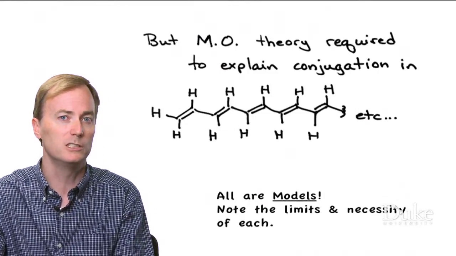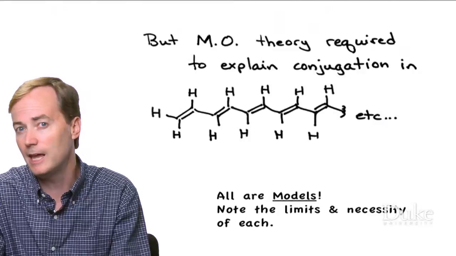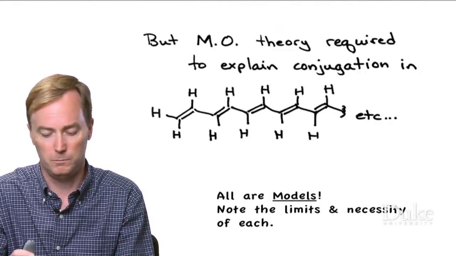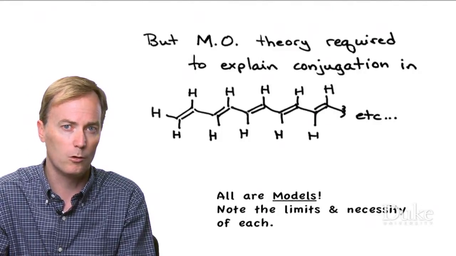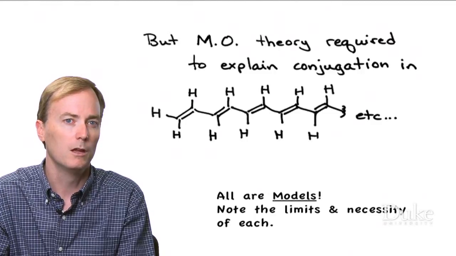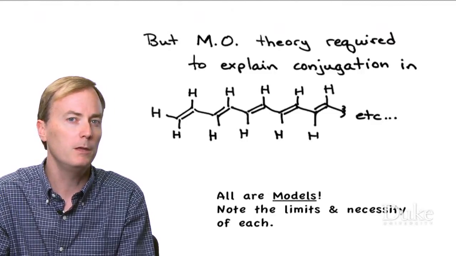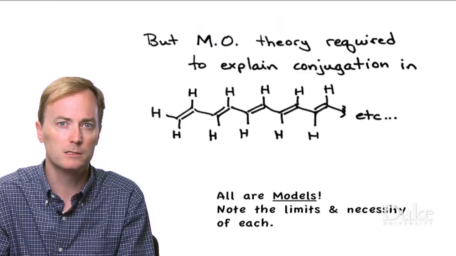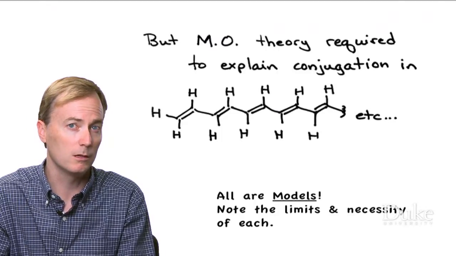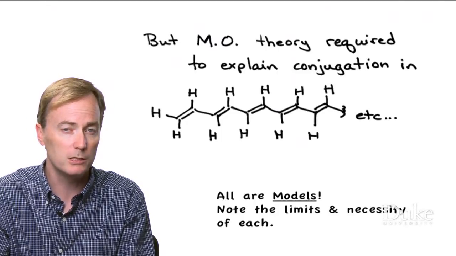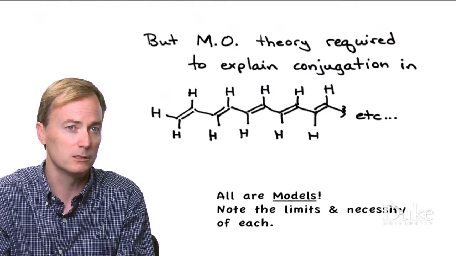So the take-home message here is to realize that at the end of the day, all of these, be it Lewis dot structures, molecular orbital theory, or something in between, are just models. And you need to be aware of the limits of each, and also the experimental observations that make each of them necessary in certain cases.